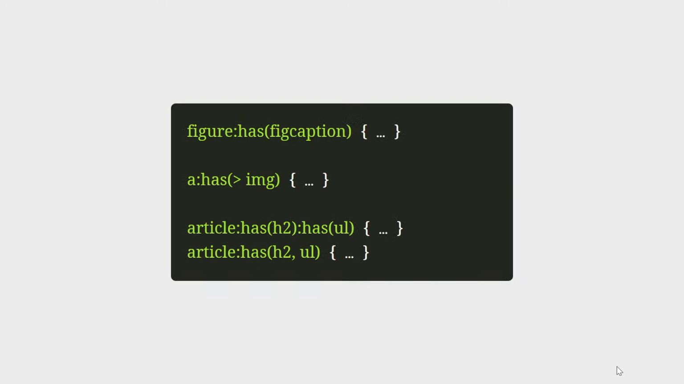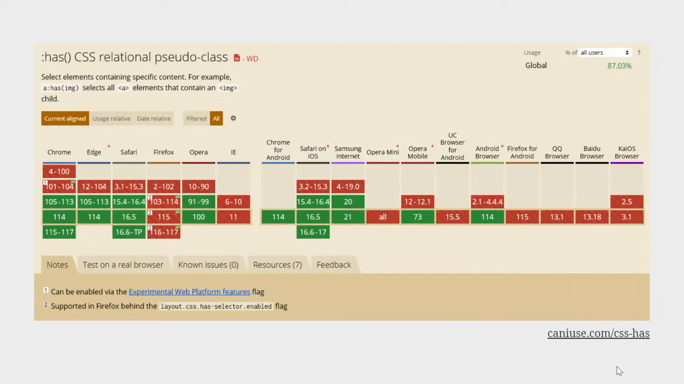You can do other things. You can ask if a figure has a fig caption. You can ask if the a element has an image as a direct child. You can also pipe this. The last 2 examples are the same. As I said, it works in modern browsers, but not yet in Firefox.